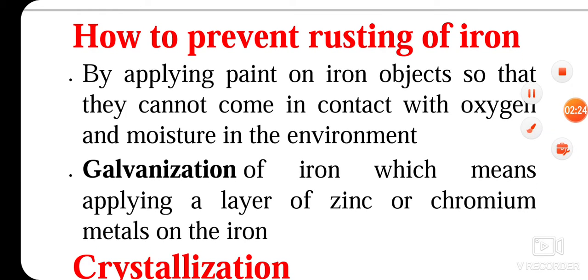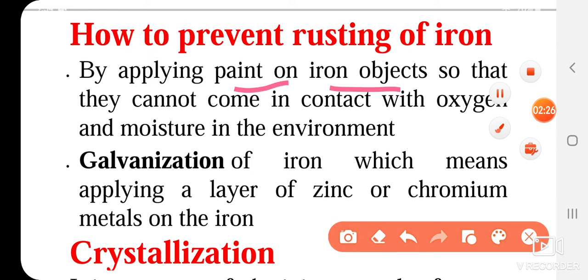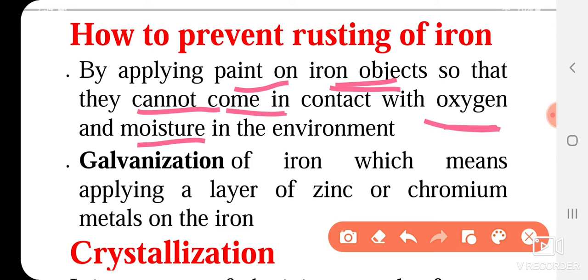So the first method is to apply paint on the iron objects. We are completely familiar with this, that whenever we see iron objects around us they are always painted. Why are they painted? So that they cannot come into contact with the oxygen and the moisture of the environment. So it can be prevented for some time, but as soon as the paint is removed, it will again come into contact with the oxygen and the moisture, and the process of rusting will start again.